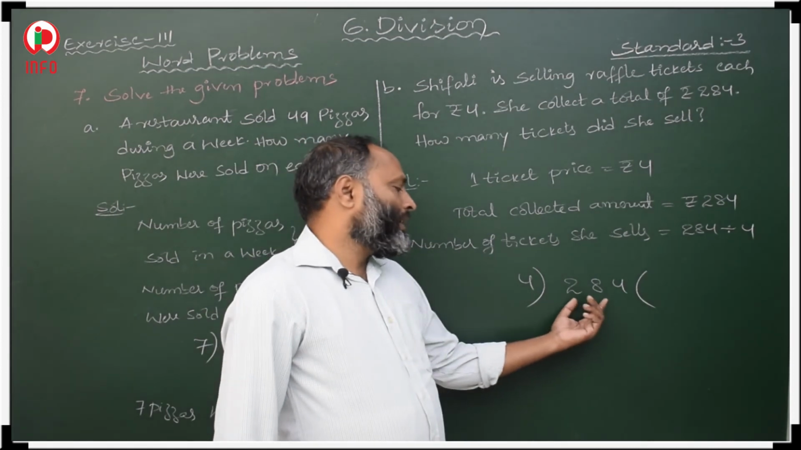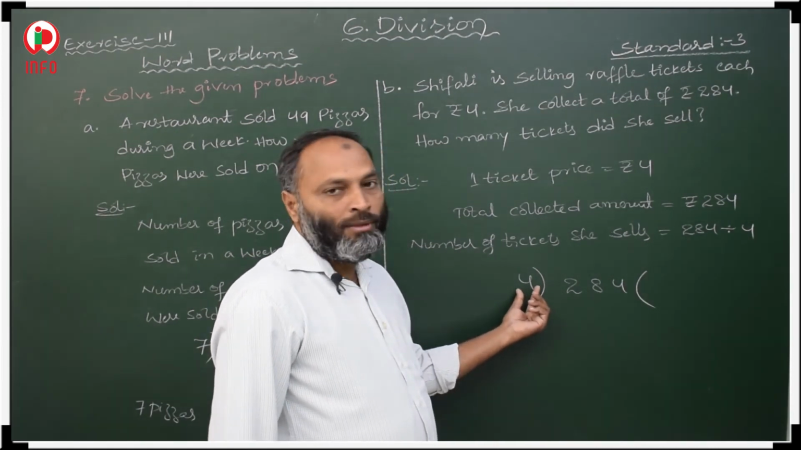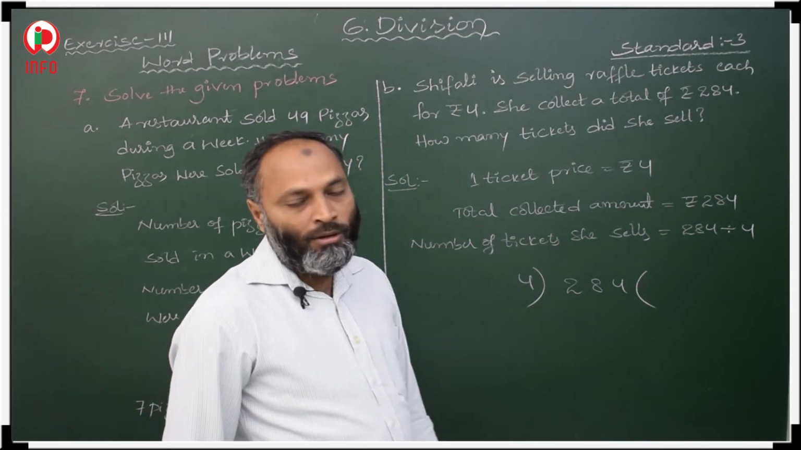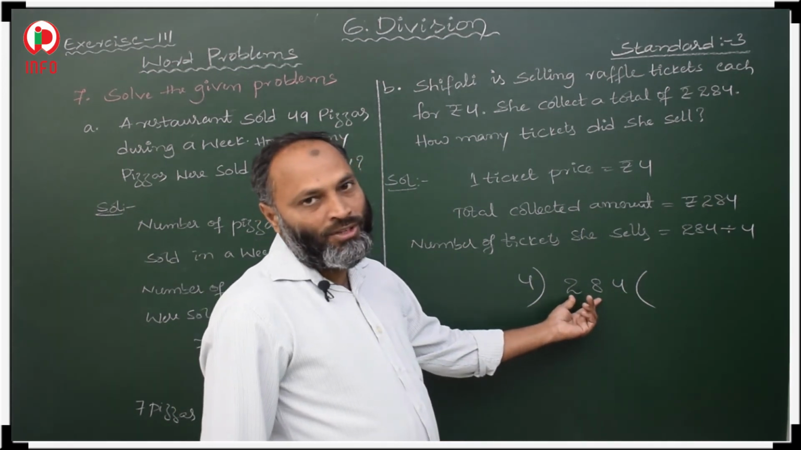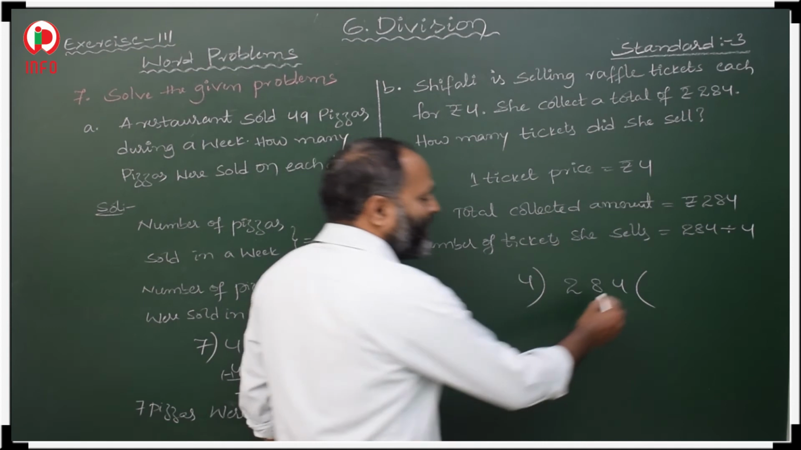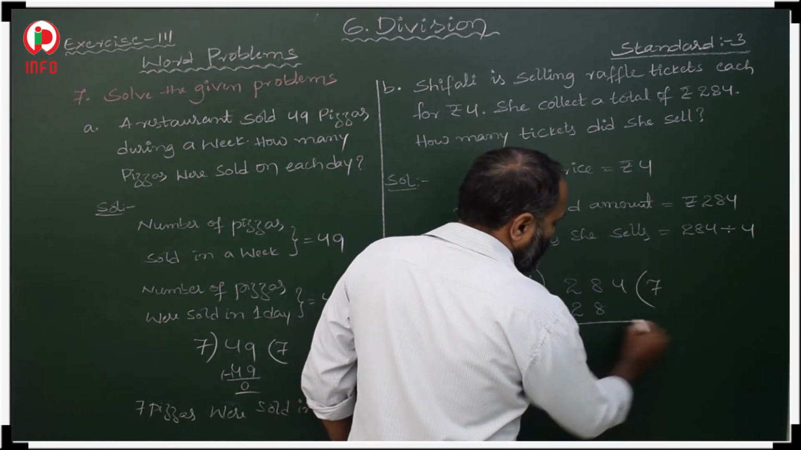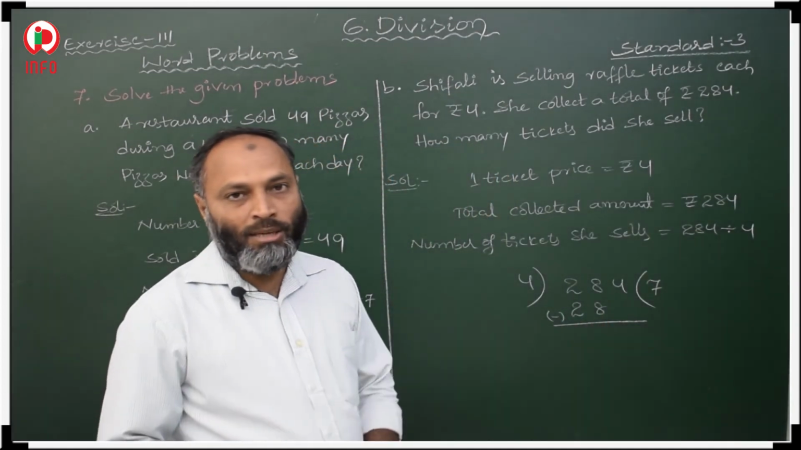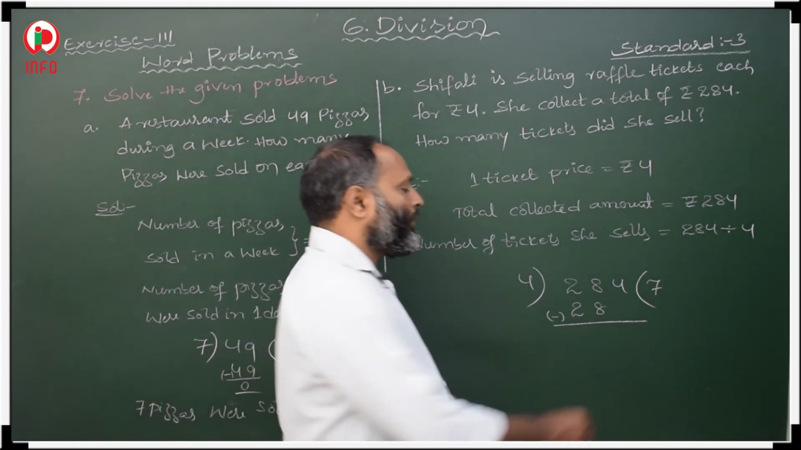So first we have to take 28. Why? Because this 2 is smaller than this 4. Then this 28, we have to check where you will get it in the 4 table. 4 5s are 20, 4 6s are 24, 4 7s are 28. Then after that 28 minus 28, same number minus same number is 0. So no need to take that 0.